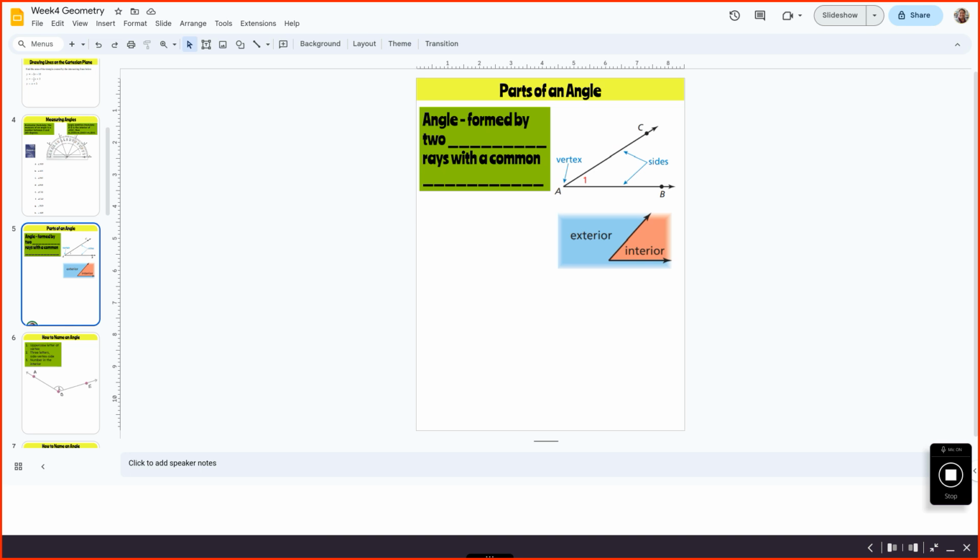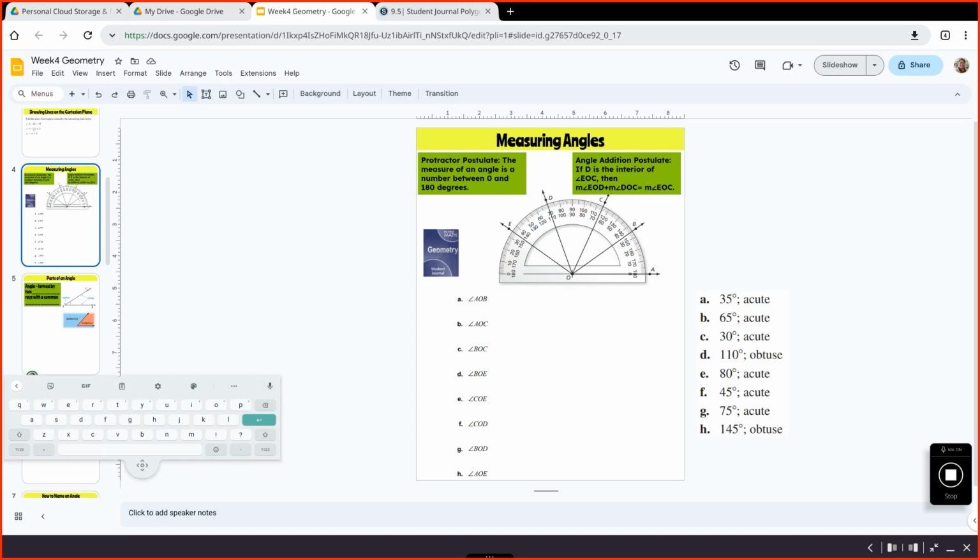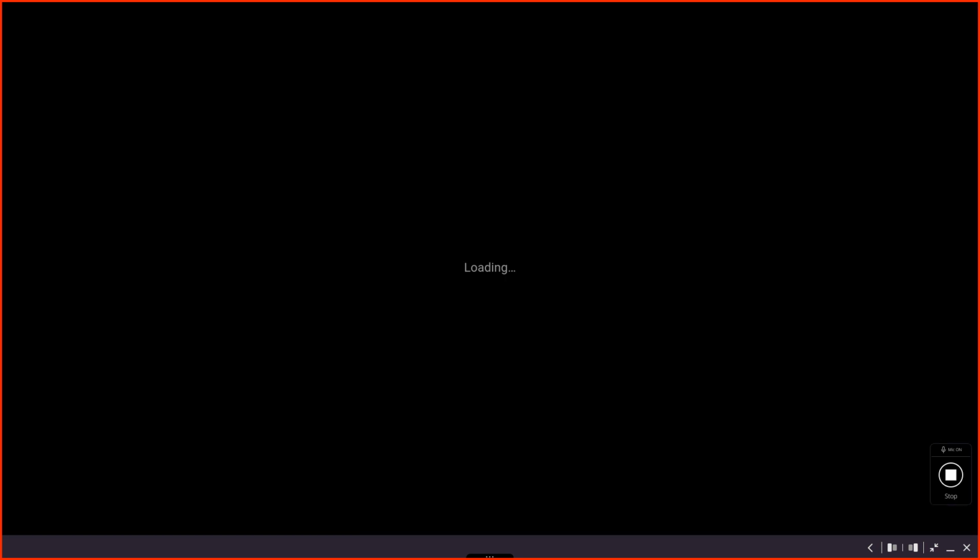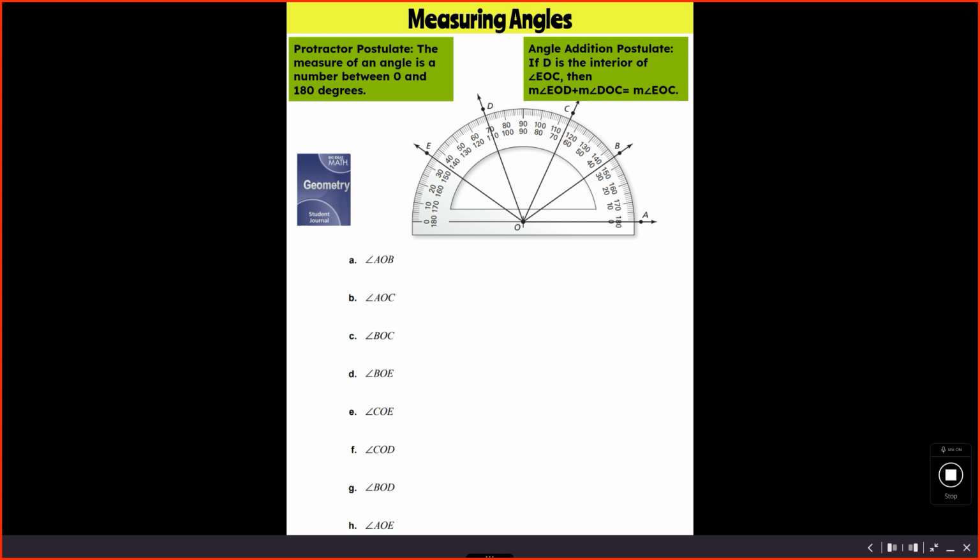Open your workbook to page 20. I think it's 22 if I'm not mistaken. Page 22. If I'm wrong, just correct me.